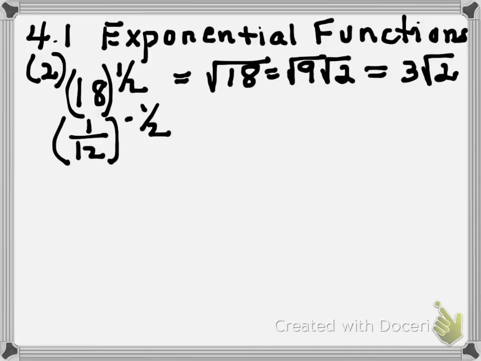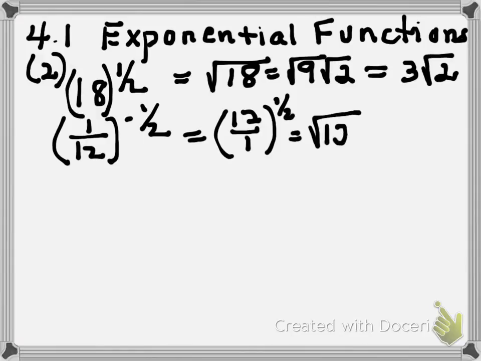The next, it's a negative. So I'm going to flip this over to 12 over 1 to the 1/2 power. So this is the square root of 12. Then I'm going to break down into the square root of 4 times the square root of 3, which is 2 square root of 3.